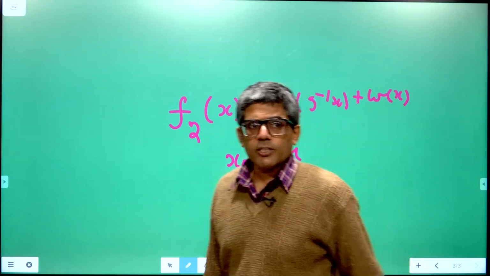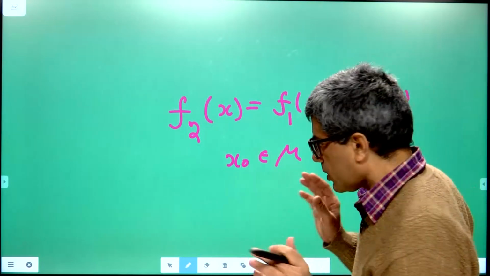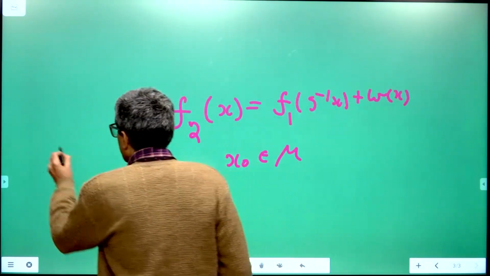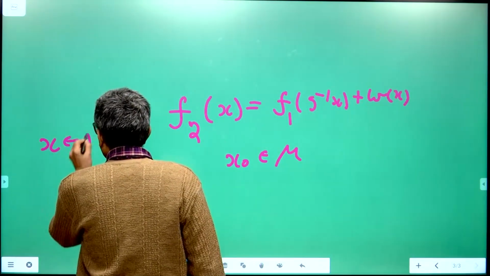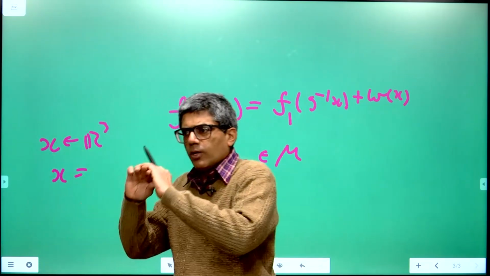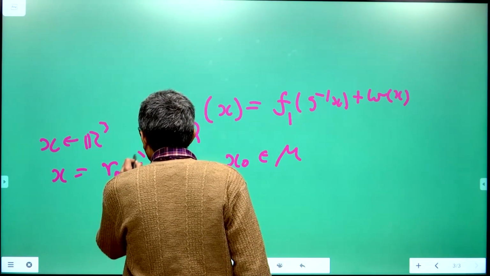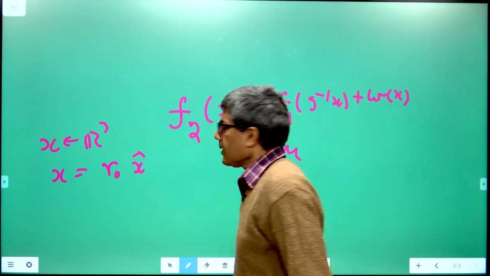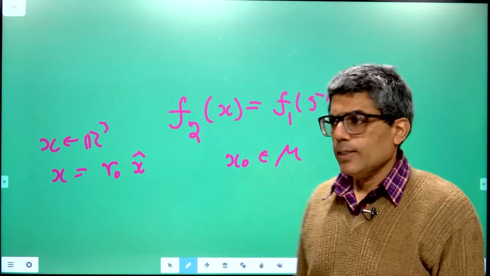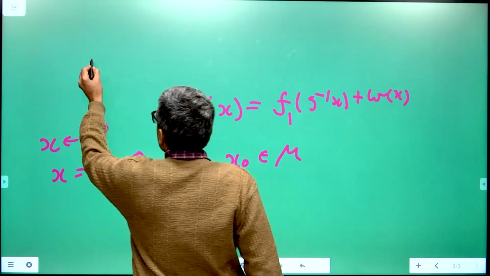In the case of the rotation group, the rotations act transitively only on a unit sphere or on a sphere of a given radius. So in other words, if x is in R3, I will consider only those x's which fall on a sphere of a fixed radius. So it can be written as some R0 times x cap, where R0 is the radius of the sphere and x cap is a unit vector, that is, x cap belongs to the surface of the unit sphere.